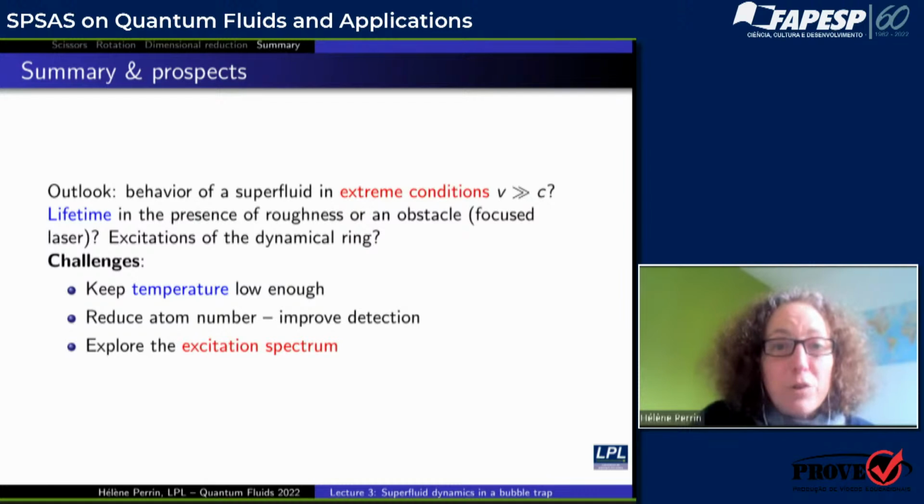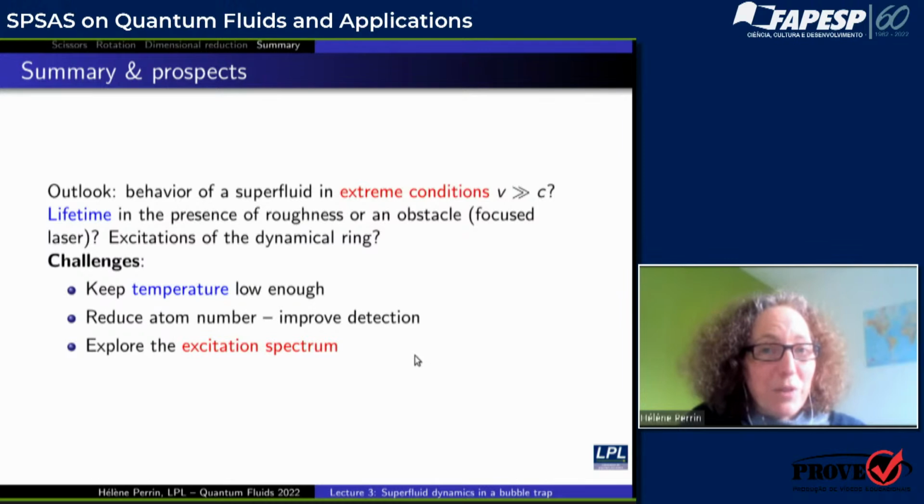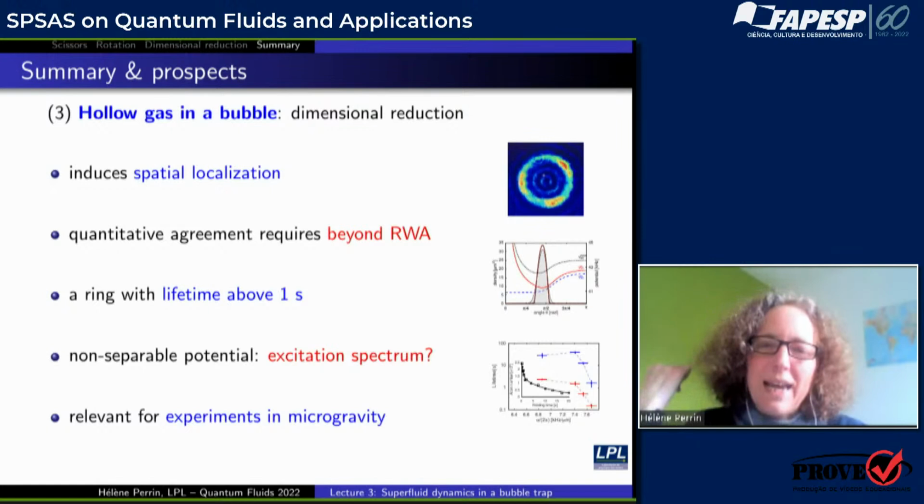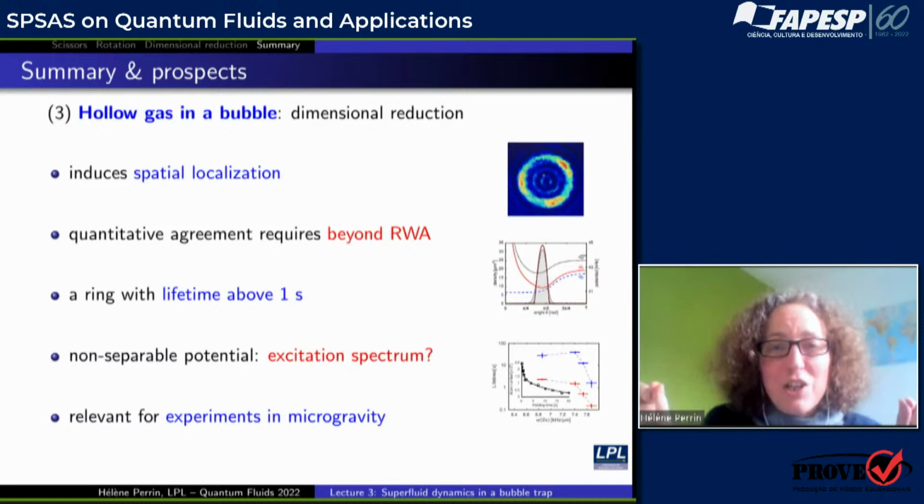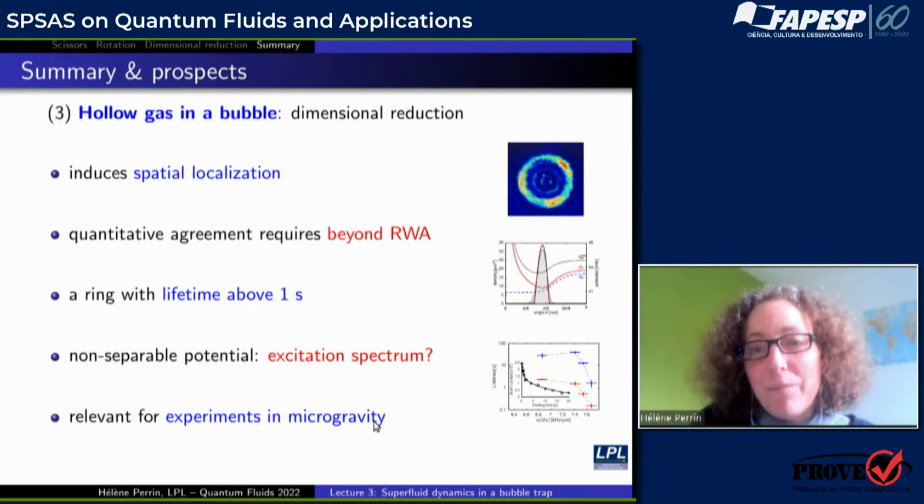And also one important thing to explore is this excitation spectrum, where we have seen that there is a puzzle and that the frequency observed is with the negative sign and not a positive sign. And finally, I have shown you that we can create a ring by compensating gravity in the bubble. And we have evidenced the effect of the quantization of the transverse degree of freedom that leads to a special localization in the bubble, whereas you would expect naively to have filled the bubble everywhere. So these results are very relevant for experiments in microgravity.